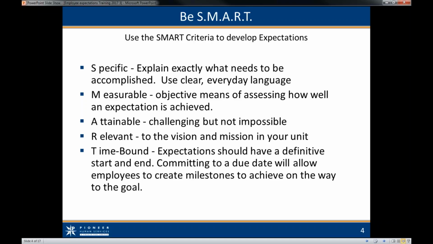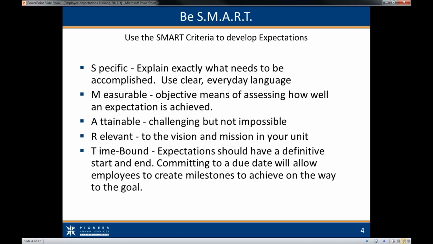Use clear, everyday language when describing key results that you're expecting. The goal is that both the supervisor and employee have the same understanding of the expectation, and the simpler the language, the better. Describe what action will be taken, for example, to complete, reduce, or increase. Measurable. There should be relatively objective means of assessing how well an expectation is achieved. This can be based on behaviors that are observed firsthand or through reports.